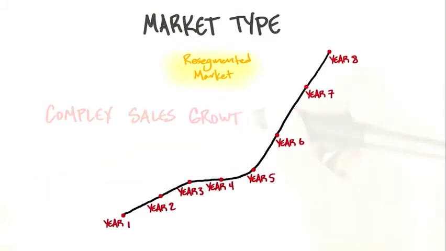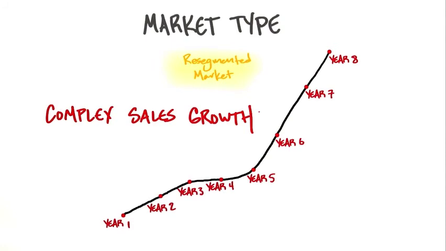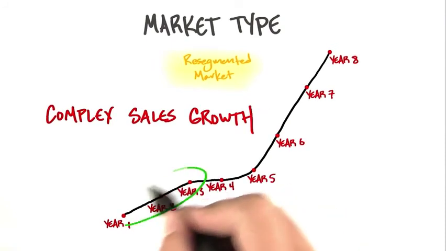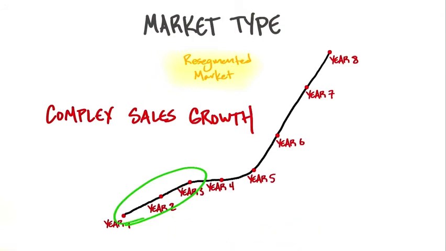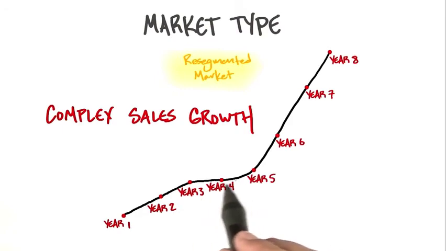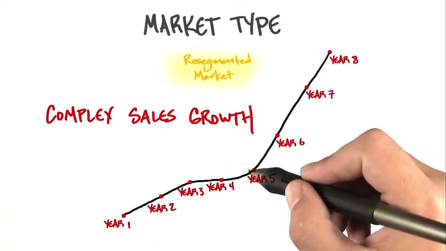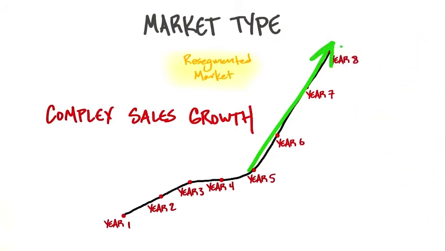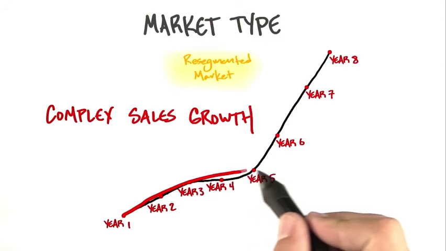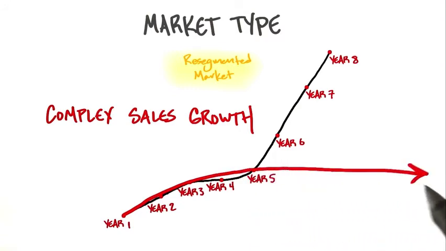So let's take a look at what a sales curve might look like in a resegmented market. And it's a complex sales growth chart, because in the first couple of years, you're just getting the spillover of people who think you're just a competitor in the existing market. And your sales will tootle along until, if you're correct, and you were right about that niche or low-cost segmentation, you will start seeing an exponential increase in sales. And if you're wrong, well, you'll just be one of the many competitors in an existing market.